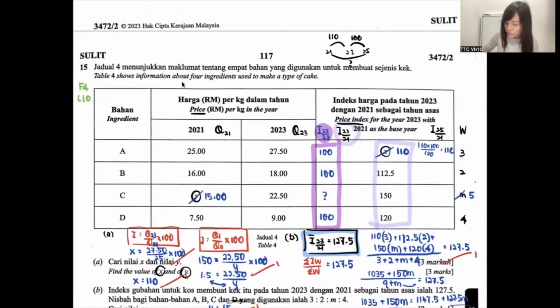This is 110. Not really need to show the working, but I show you the working now, okay? 110. This one, isn't it 100 times 112.5 divided by 100? Is still 112.5. This one, 100 times 120 divided by 100. Isn't it still 120? This one, don't know. So that one I call it K.